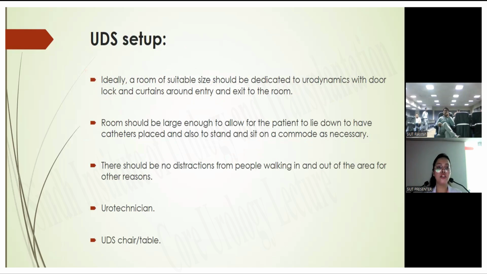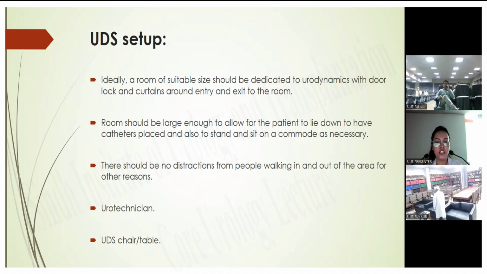Ideally it should be a room of suitable size, dedicated to urodynamics, with a door lock and curtains around the entry and exit to the room. The room should be large enough to allow the patient to lie down, to have a catheter placed, and also to stand and sit on a commode as necessary. There should be no distractions from people walking in and out of the area for other reasons. There should be a urotechnician and nurse available, a UDS table, and a UDS chair.